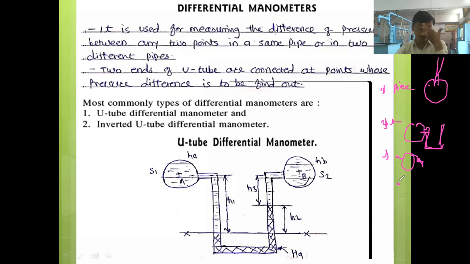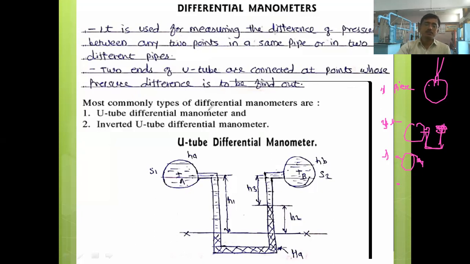Okay, connected to the pipes, either on the same pipe or on two different pipes. But it is not a single pipe open to the atmosphere. So that is the difference we should know between the simple manometer and the differential manometer.